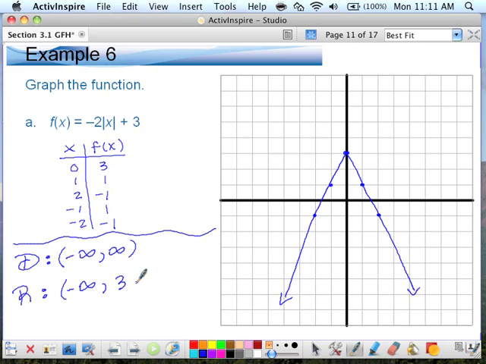Now we need to know whether to put a bracket or parenthesis on that 3. A bracket because it actually gets used. We can see it. It's actually a y value right here. So that's how you find the domain and range from a graph.